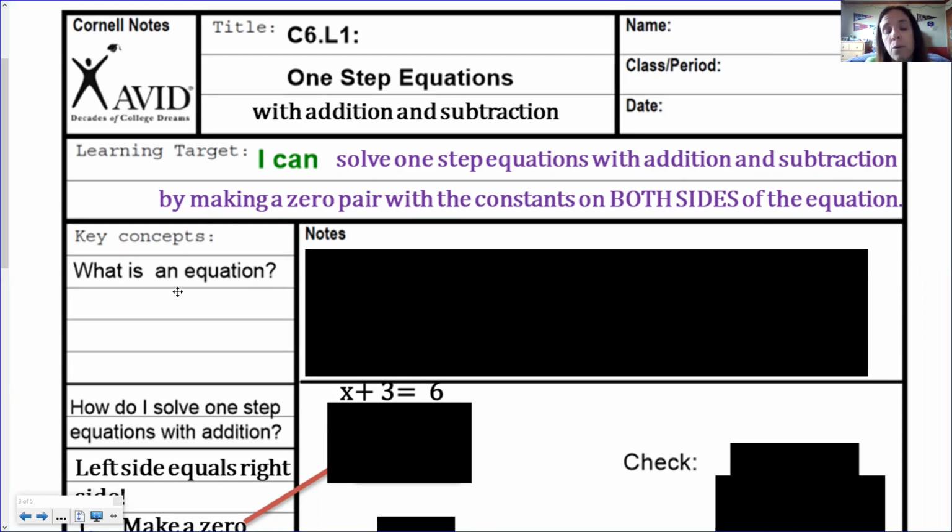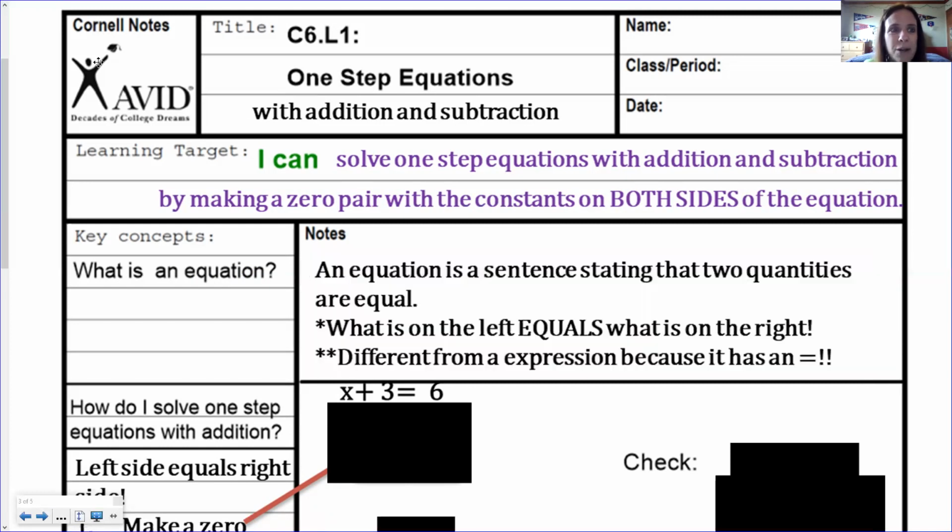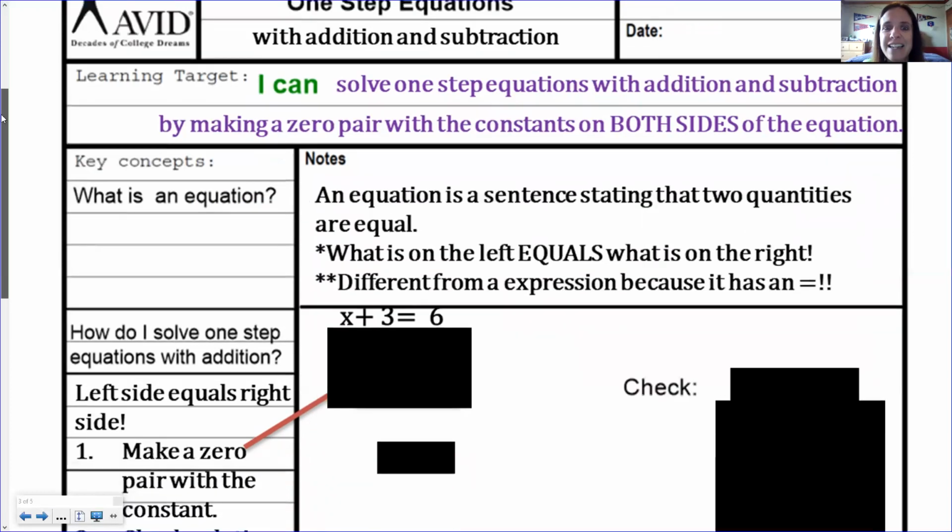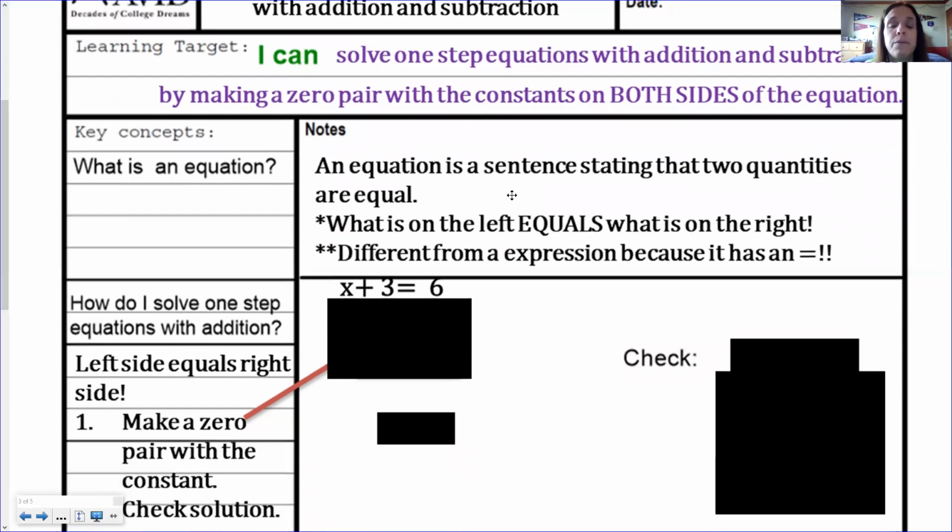All right, so the first thing we're going to talk about is what's an equation. This is our first real look at equations as seventh graders, though you did this last year. An equation is a sentence stating that two quantities are equal. An equation has an equal sign. This is really important right here. It's different from an expression because it has an equal sign, exclamation point, exclamation point. Use a highlighter, circle this, write this in a different color.